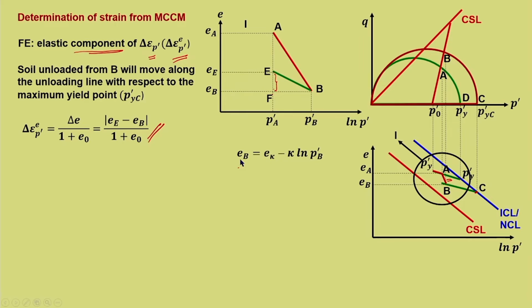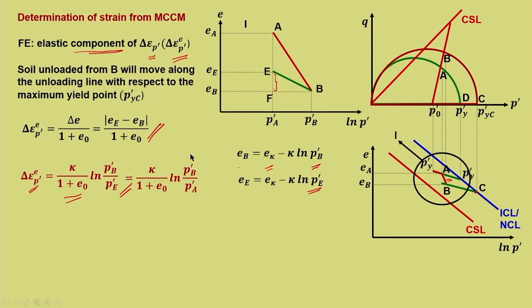So, we know that EB is equal to E kappa minus kappa ln P dash B the way we have done it before, and EE is equal to E kappa minus kappa ln P dash E. So, delta epsilon P dash E is equal to kappa upon 1 plus E naught ln P dash B upon P dash E. So, if you rearrange this and you substitute for EE minus EB, what we are going to get is this, that is epsilon P dash is the required elastic volumetric strain increment. So, volumetric strain increment, the elastic component is epsilon P dash E. And we can easily write kappa upon 1 plus E naught into ln P dash B upon P dash E. We can also write it as kappa divided by 1 plus E naught ln P dash B upon P dash A, because P dash E and P dash A both are same.